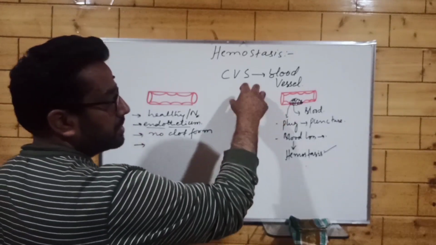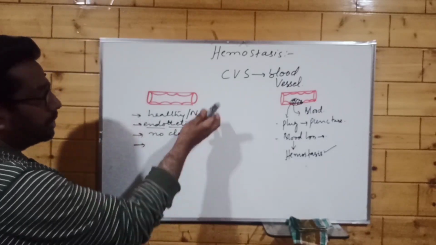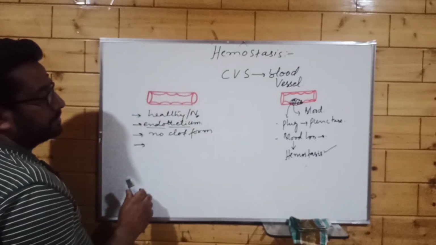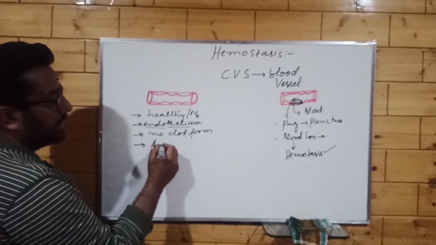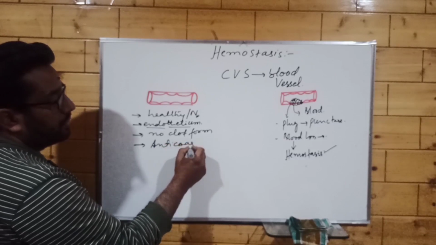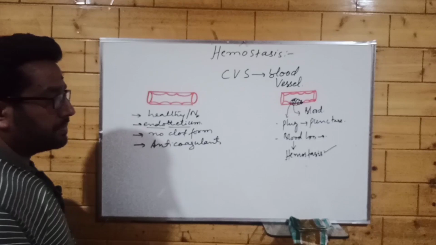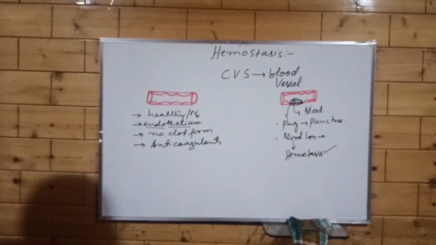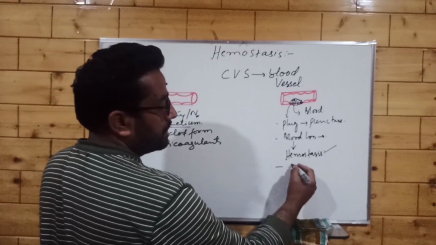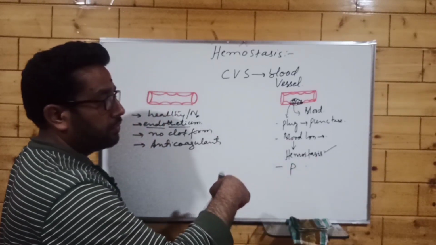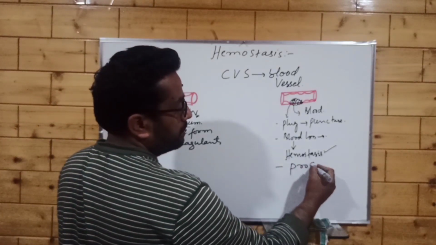So here we will discuss hemostasis. But before that, all those substances which work to prevent clot formation, we call them anticoagulants. Got it? And those substances which work to form this semi-solid mass, or to form the clot, we call them procoagulants.